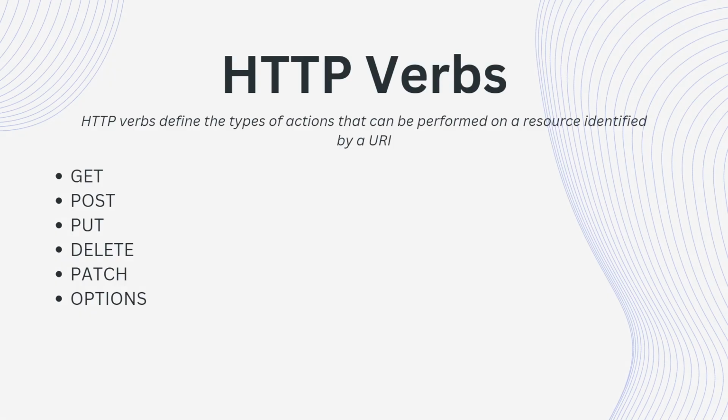Let's also understand HTTP verbs. HTTP verbs define the type of actions that can be performed on a resource identified by a URI. Some common examples of HTTP verbs are GET, POST, PUT, DELETE, PATCH, and OPTIONS. Out of these, the most common ones are GET, POST, PUT, and DELETE, and these are the ones that we are going to later implement in our web API.